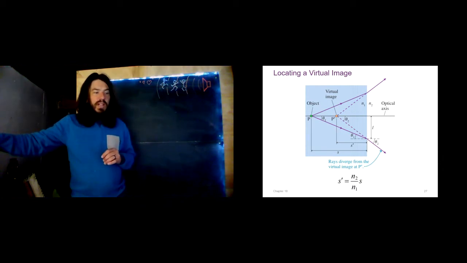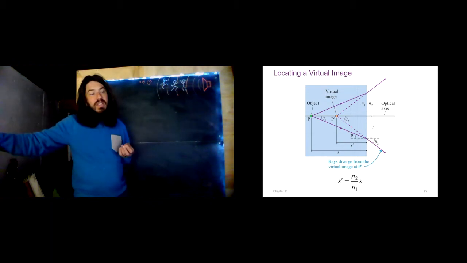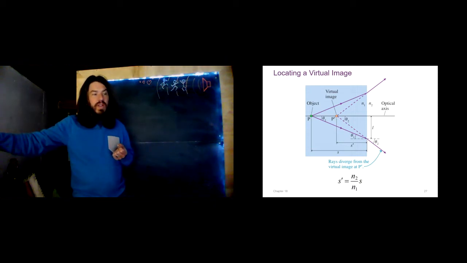This equation then gives us a relationship between the object distance and the image distance. Notice here my object distance is labeled s, and in this case the object distance is the distance from the interface between the mediums. So we see here s is the object distance, the distance from the surface of the medium to the object, and s prime is the image distance from the surface to where the image is located.